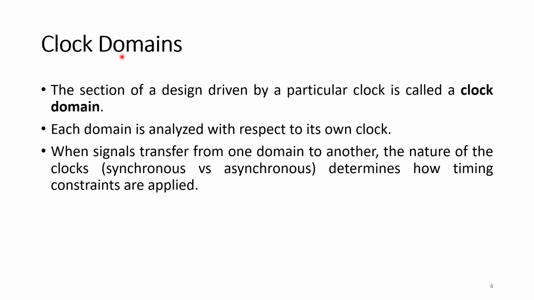Now let us see what is meant by clock domain. The section of the design driven by a particular clock is called a clock domain. Each domain is analyzed with respect to its own clock. When signals transfer from one domain to another, the nature of the clock, that is, synchronous versus asynchronous, determines how timing constraints are applied. So however many clocks you are using, that many clock domains will come into the picture. That is, if you are going for C1 and C2, which are coming from two different clock sources, then C1 is one clock domain and C2 is another clock domain.